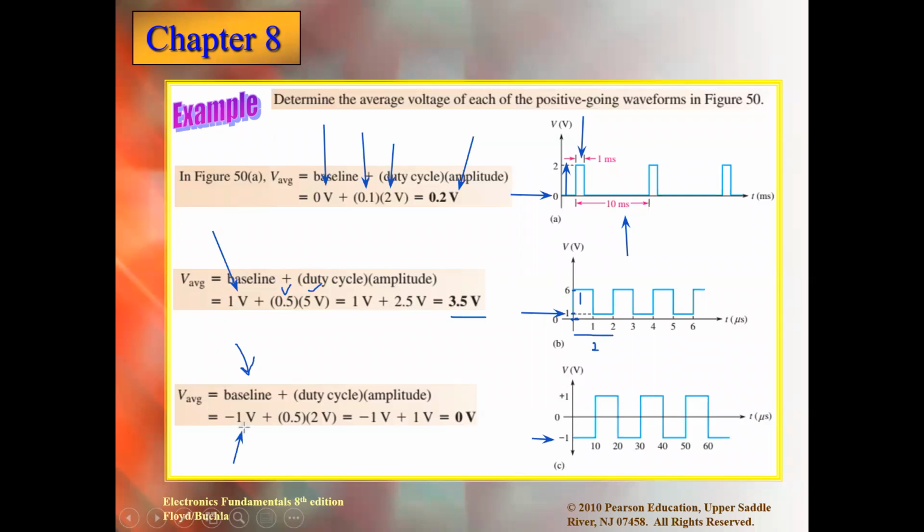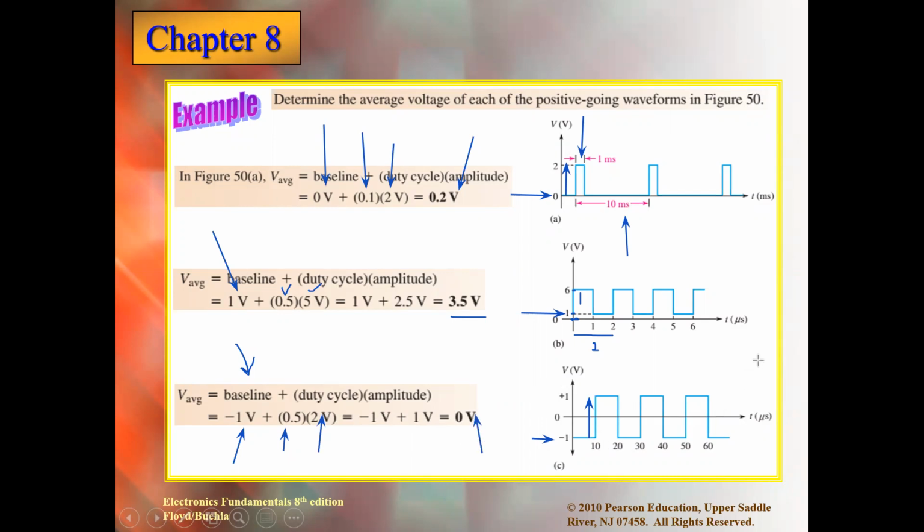Baseline is -1. Duty cycle, because it's a square wave, is 50%, yani 0.5. And then you can calculate the amplitude. Amplitude you can calculate from here to here. So +1 minus -1, it is going to be 2 volts.